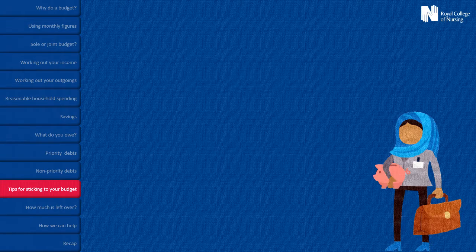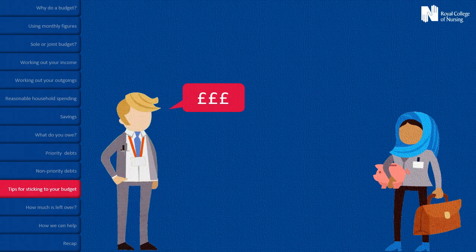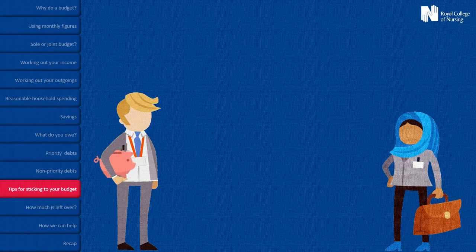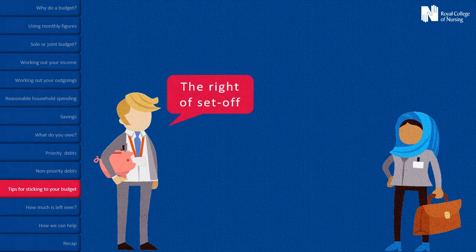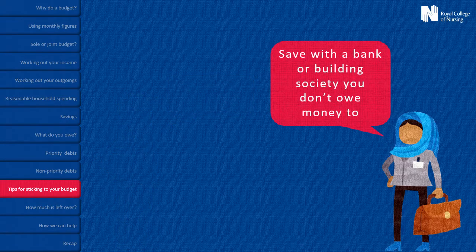If you owe any money to a bank or building society and do not pay them what you owe, they can take money from an account you have with them to pay the debt. This includes savings accounts. It is known as the right of set-off. To avoid this situation, you can save money with a bank or building society that you do not owe money to.